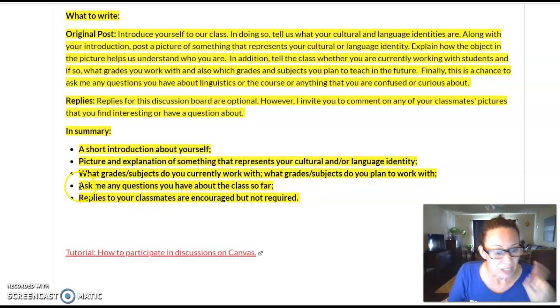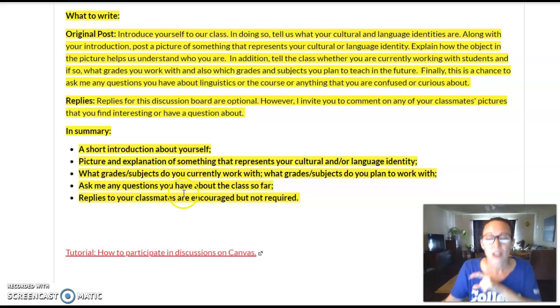And then if they have any questions about the class so far, and because I will be replying to each and every one of them, I'm saying replies to your classmates are encouraged but not required. So please let me know what you think of this, if you think it's going to work. You also can talk about what you think about the icebreaker that we did for this class, and especially if you have another better, more original icebreaker that you use or that you're thinking of using, please post about it. I'd love to talk to you about that.